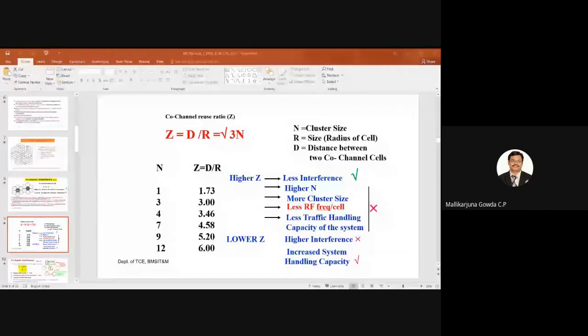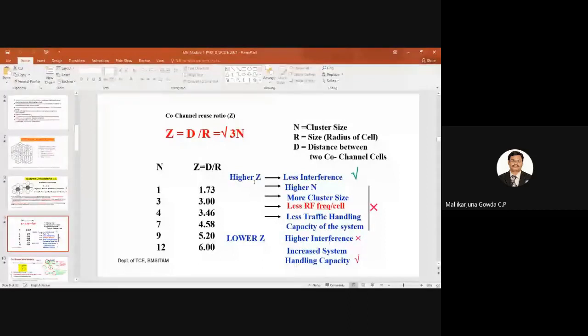So a higher value of N means the cluster size will become more. If N is equal to 7, I have 7 cells. If N is equal to 15, then the cluster size is 15. As the cluster size increases, the number of RF frequencies per cell available will become less. And when I have few frequencies per cell, the amount of traffic handled by the system also reduces, which is not desirable.